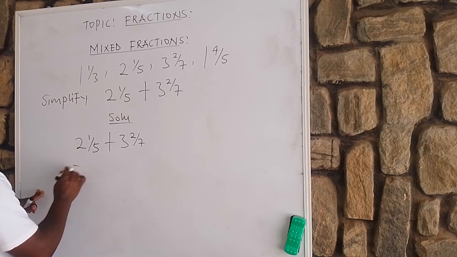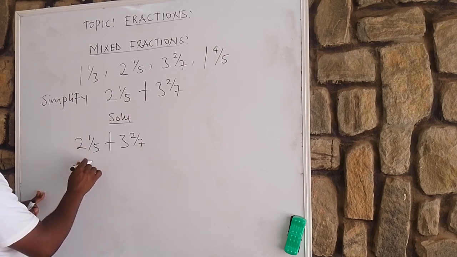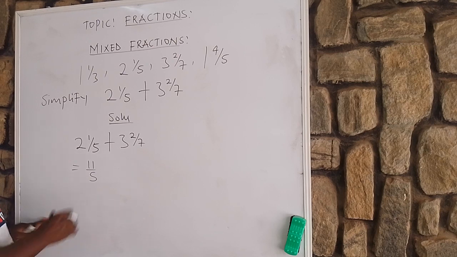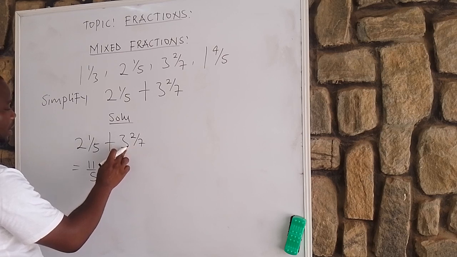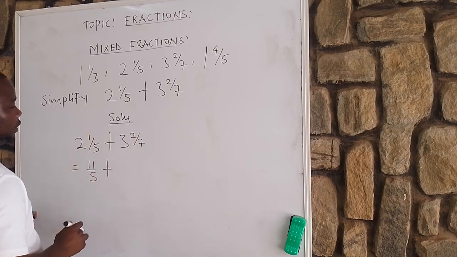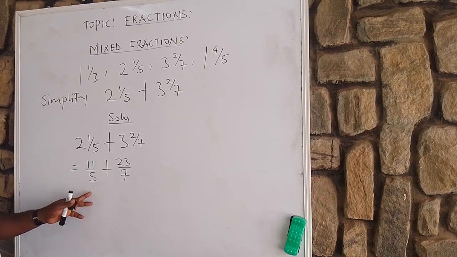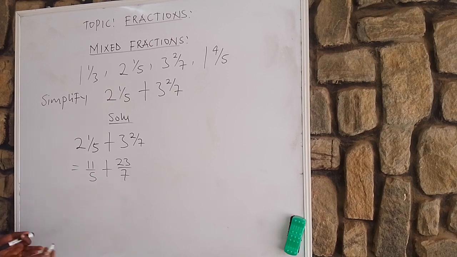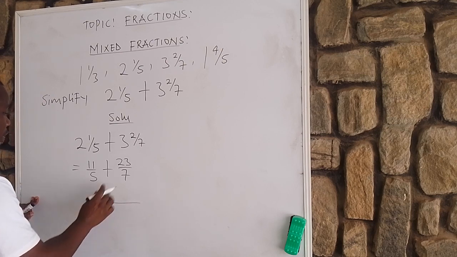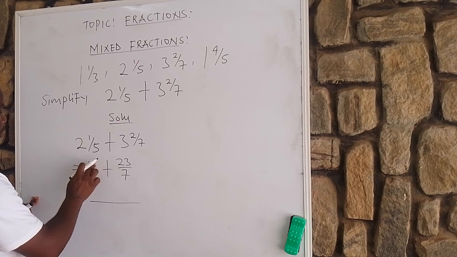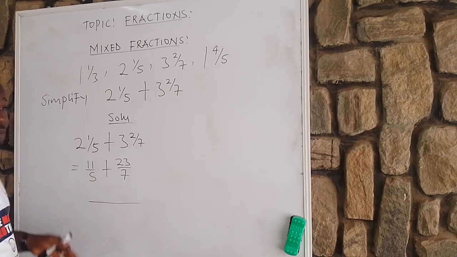So let us convert it first. 5 times 2, 10 plus 1, 11 all over 5. True or false? Then what we have here, plus 7 times 3 is 21, plus 2, 23 all over what? 7. So now we go for LCM, isn't it? Or the other way around. We just do the other way around. That is, this one multiply 11, 7 multiply 11, 5 multiply 23. Is that clear? To save time. Is that clear?